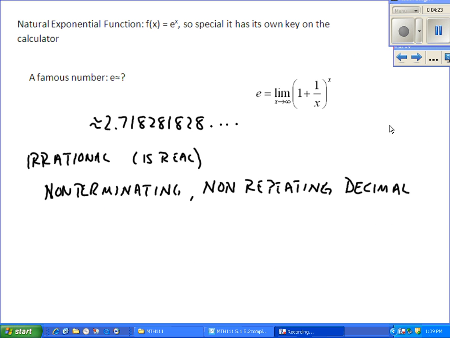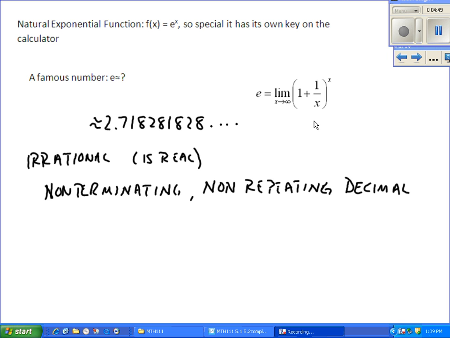Okay, the natural exponential function is what we call f of x equals e to the x. e is a number so special, it's actually got two keys on the calculator. One is e to the x, and one is just a plain e. The formal definition of e is the limit as x gets very, very big of (1 plus 1 over x) to the x. If you're interested, you might put this into your calculator, take a look at the table, and see what happens as x gets larger and larger.